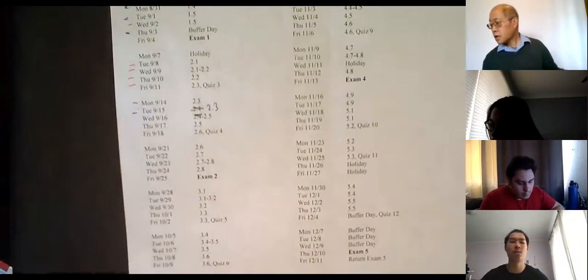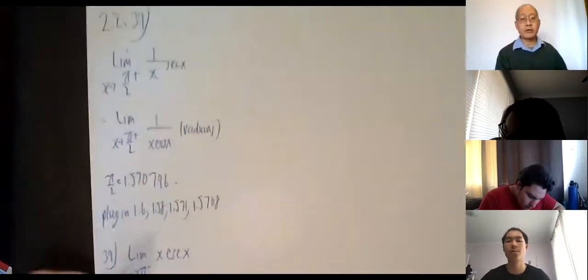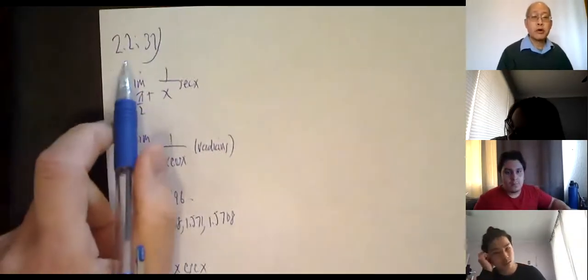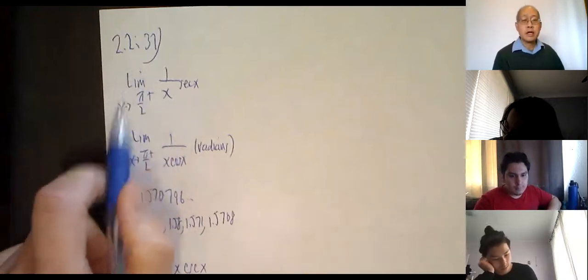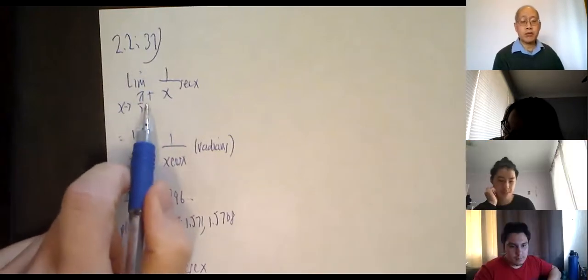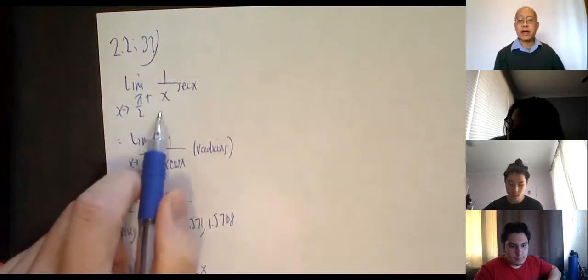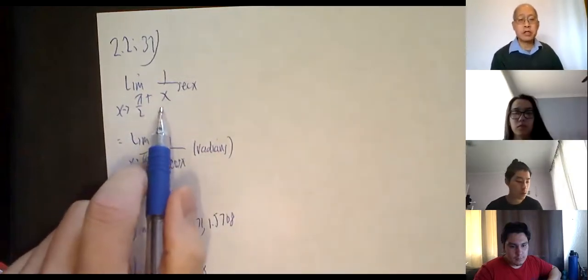Okay. All right, I'm going to jump over and go back to 2.2 about something. Now, I'm not actually giving you answers for this, but I'll just talk about it. Okay, 2.2, number 37, limit as x approaches pi over 2 from the right of 1 over x secant of x. So if you look back at 2.2 number 37, it asks for that. So I'm not going to do it, but I'll just mention some things.